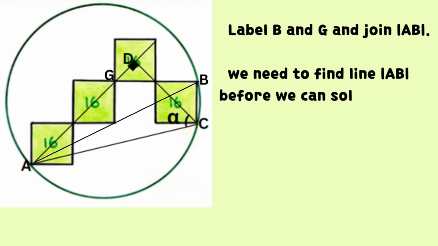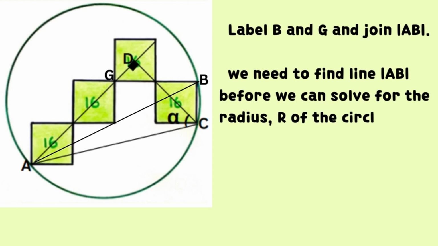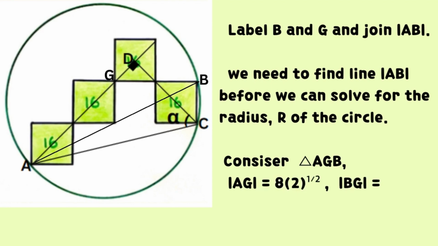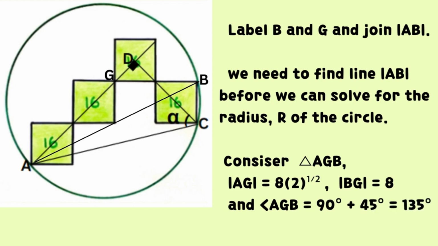Label B and G and join line AB. We need to find line AB before we can solve for the radius r of the circle. Consider triangle AGB. Line AG equals 8 times the square root of 2 and line BG equals 8. And angle AGB equals the sum of 90 degrees and 45 degrees, which equals 135 degrees.